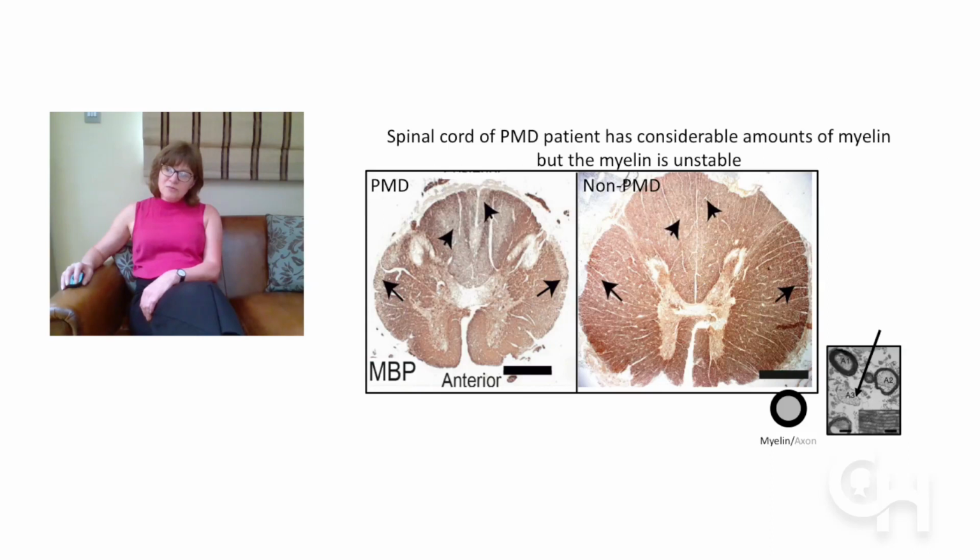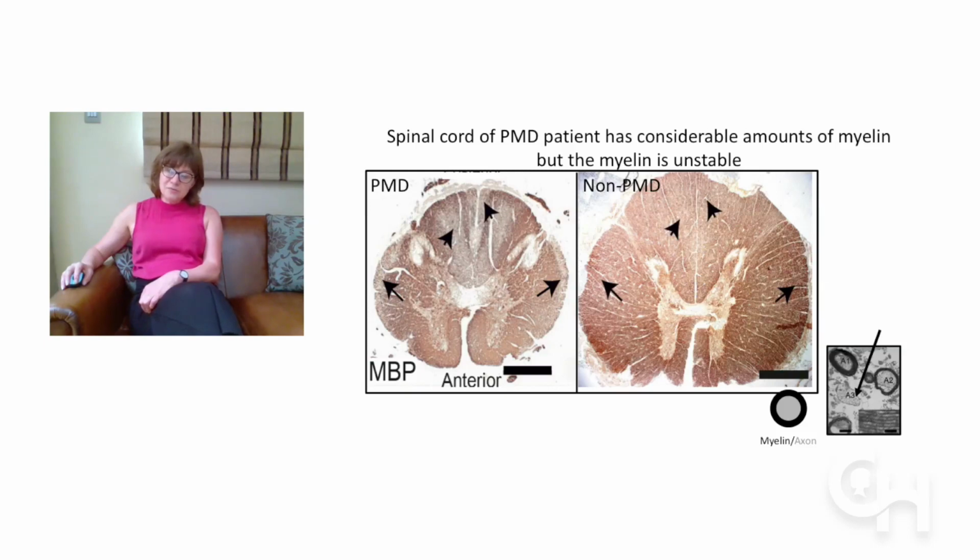What we were also able to show is that the myelin that is formed in these patients is rather unstable. So although a considerable amount of myelin forms, this is in contrast to connatal Pelizaeus-Merzbacher disease, where very little myelin forms in the first place. So in these patients with classical Pelizaeus-Merzbacher disease, a considerable amount of myelin formed, but it was rather unstable and prone to breaking down.